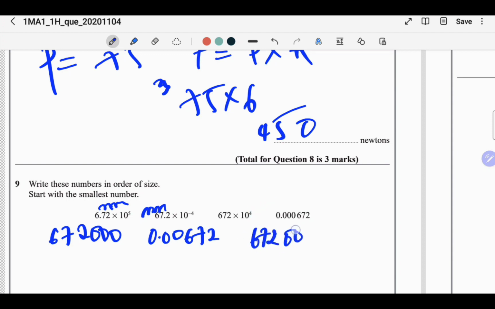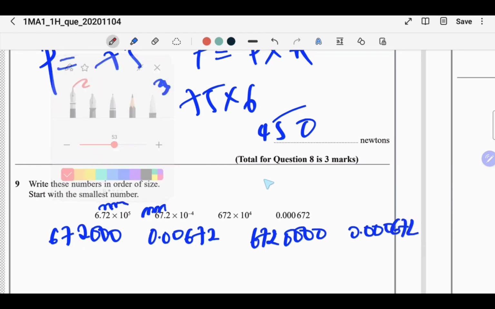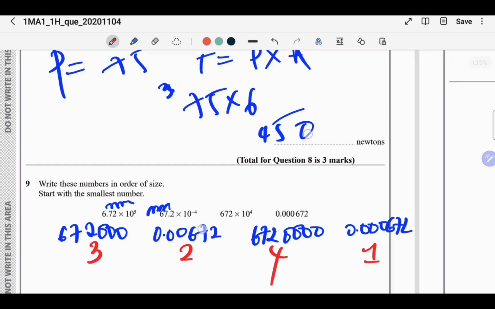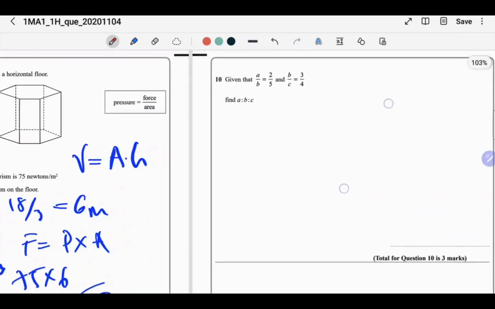That one is actually easy. You just need to add 4 zeros at the end. And then we compare it with 0.000672. And then I'm just going to order this. Well, they say from smallest. Smallest would be this one, since it has 0.000. The second would be this. Third would be this. And then fourth. So that's it. Okay. Next part.